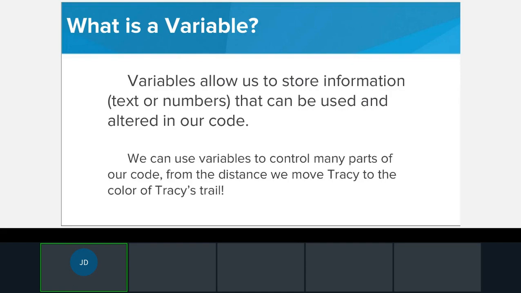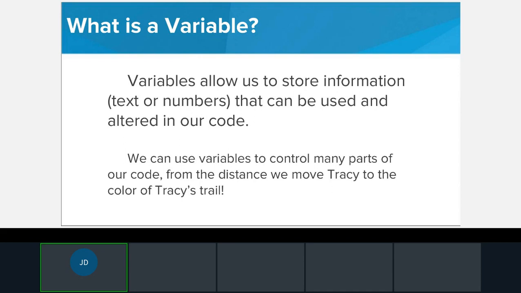So, what is a variable? Variables allow us to store information, either text or numbers, that we can use in our code. When we use variables, we control parts of our code, from the distance Tracy moves to the color of Tracy's trail. So variables allow us to make changes to our code in how we store text or numbers.